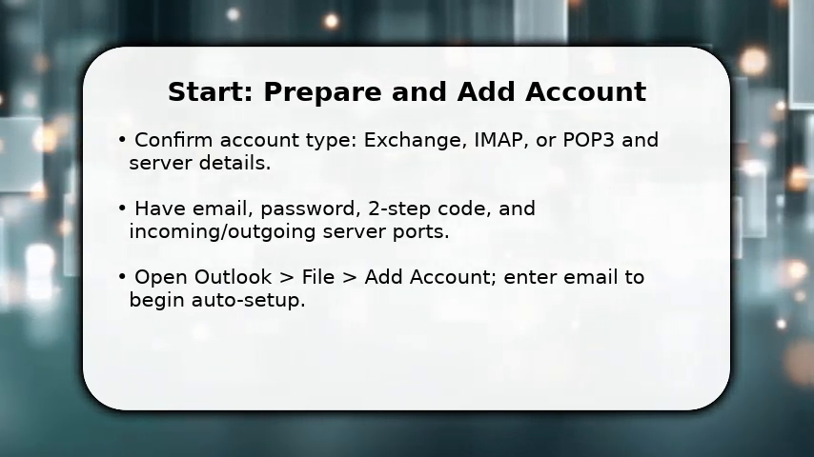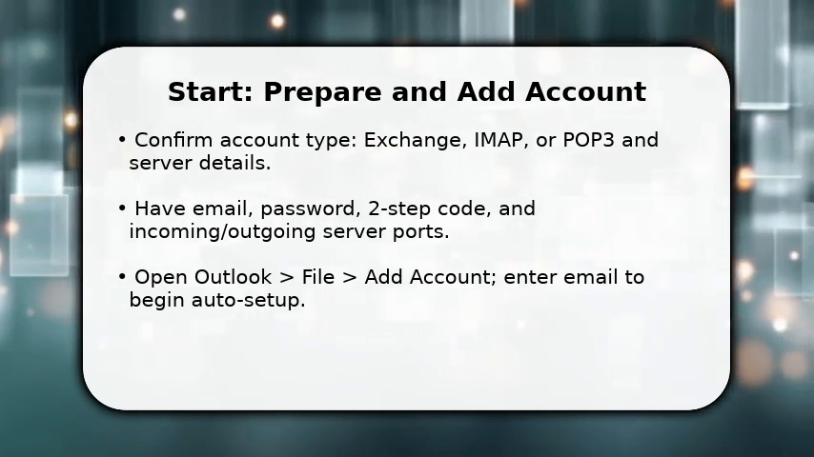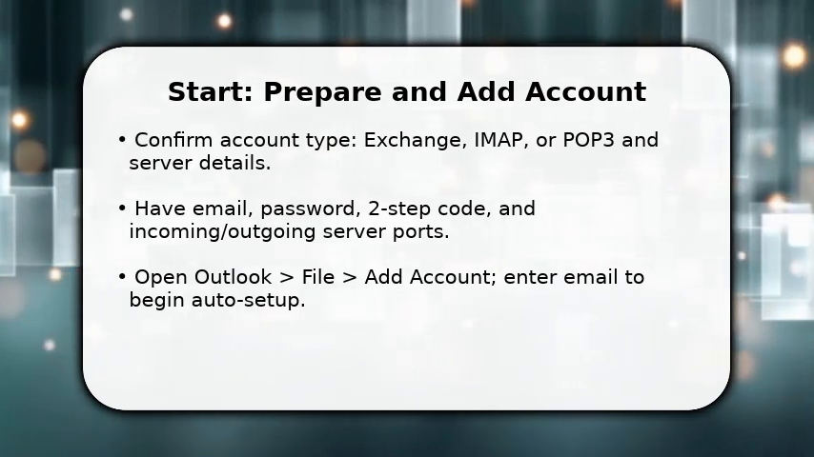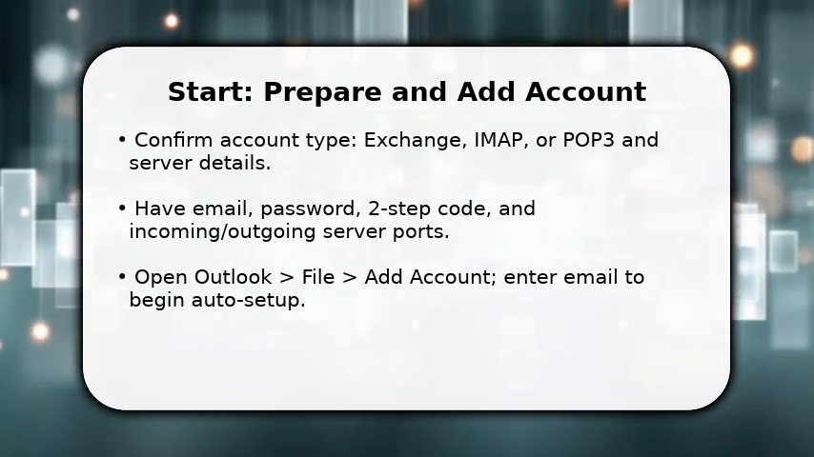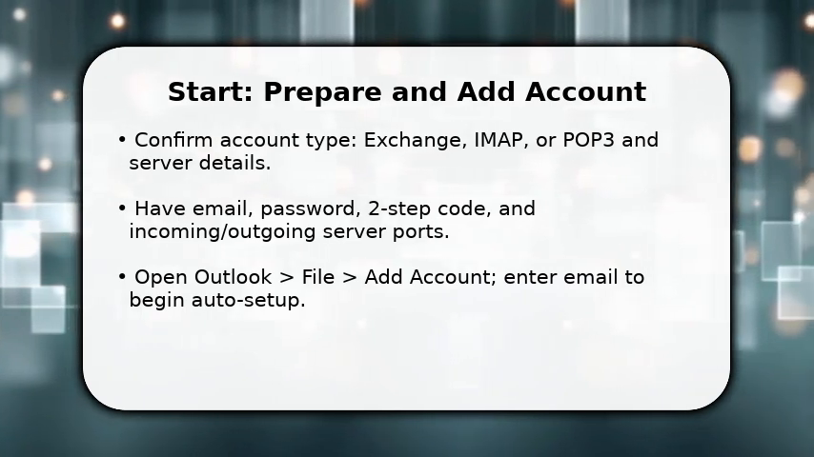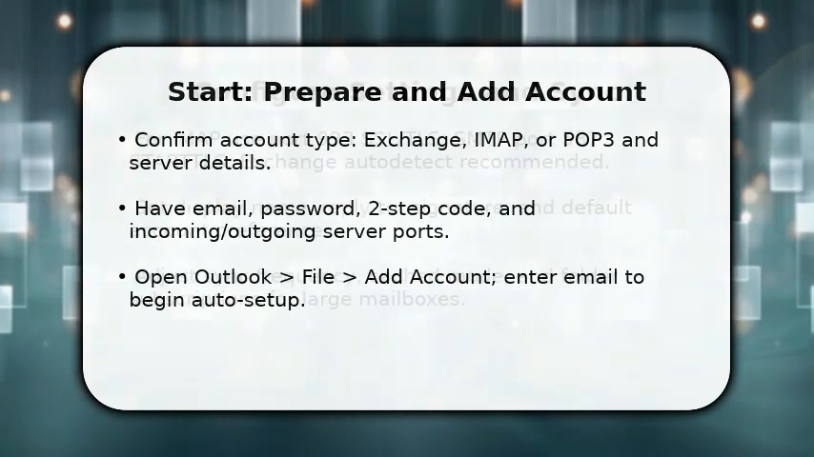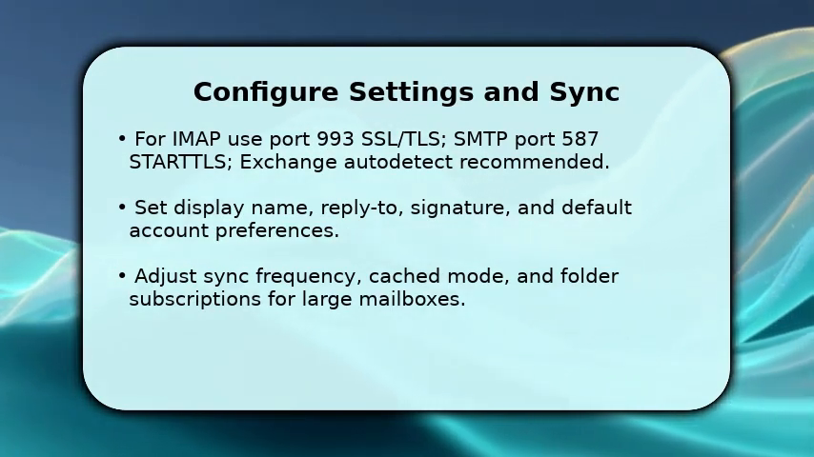If auto setup fails, choose Manual Setup and pick Exchange, IMAP, or POP3. Make sure you know incoming/outgoing server names and ports before proceeding, so the next step is quick and precise. Once the account is added, verify connection type and adjust server settings manually if needed. IMAP with 993 SSL/TLS and SMTP 587 STARTTLS is common.